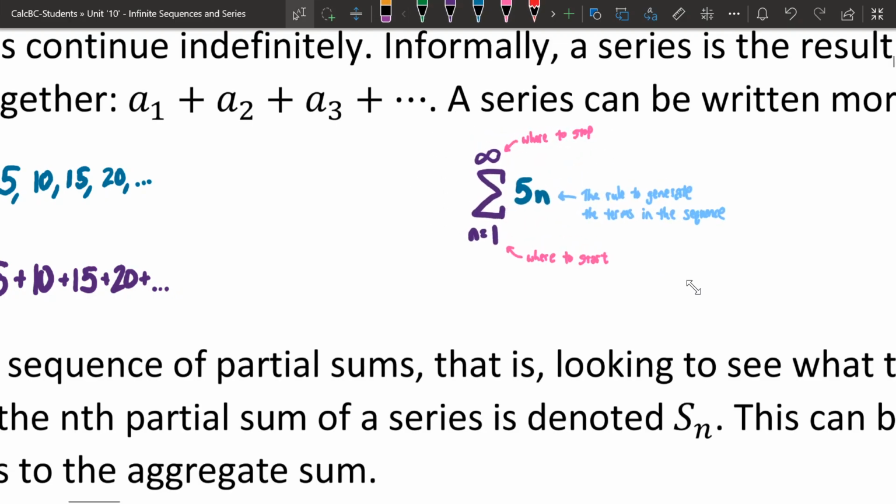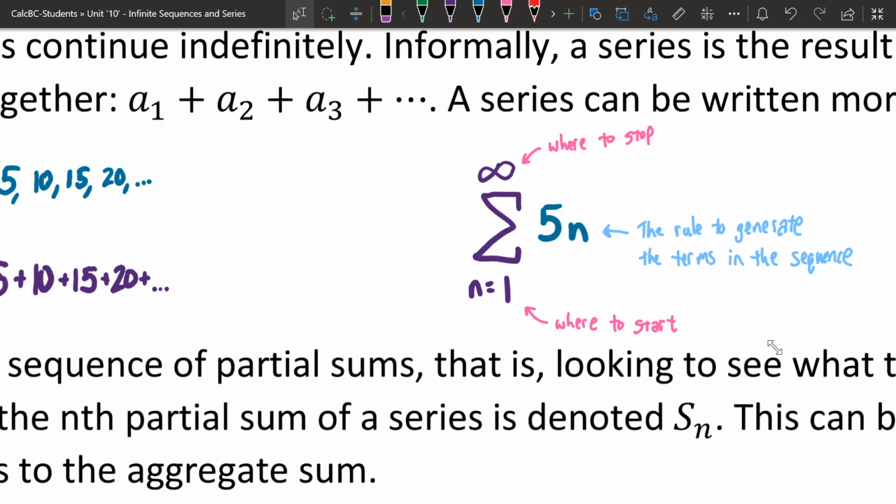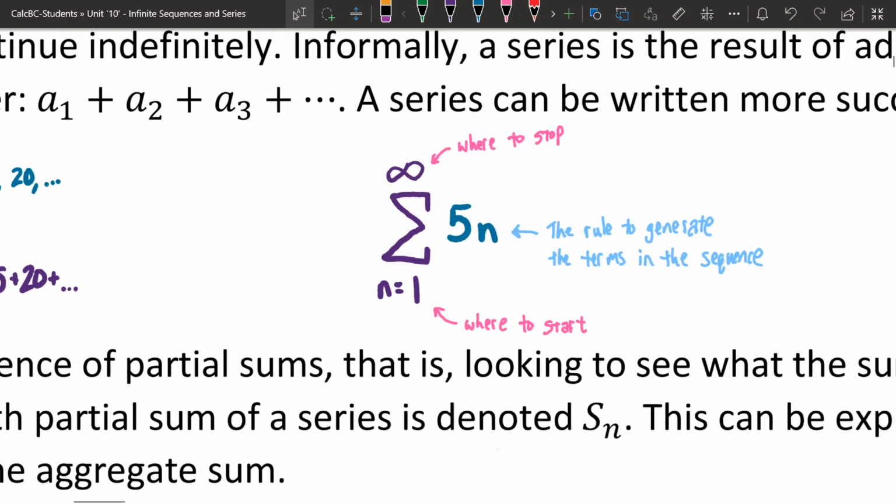More likely, you'll see it written in summation notation, to where we have a rule for that sequence. We've got that 5n there, and we've got that sigma. Again, that represents summing up our terms. Underneath the sigma, we've got n equals 1, which is kind of our starting point, and on top we've got our ending point, which term number to stop at. If we're doing an infinite series, which is what we're going to be focusing on, there's going to be an infinity on the top.